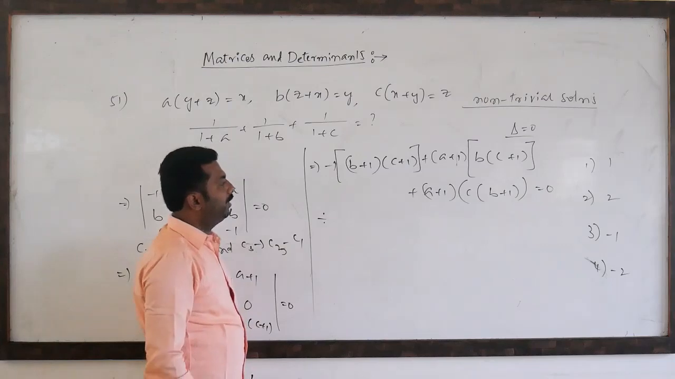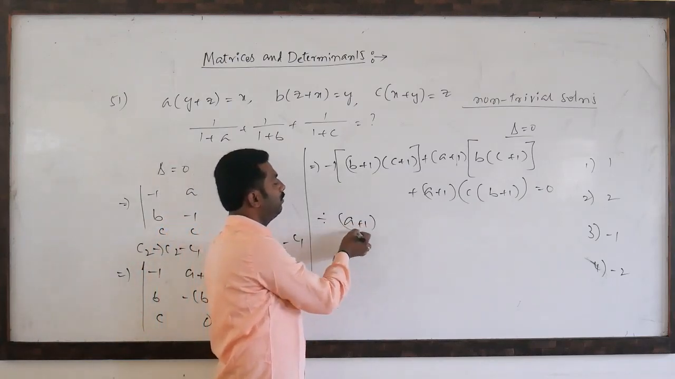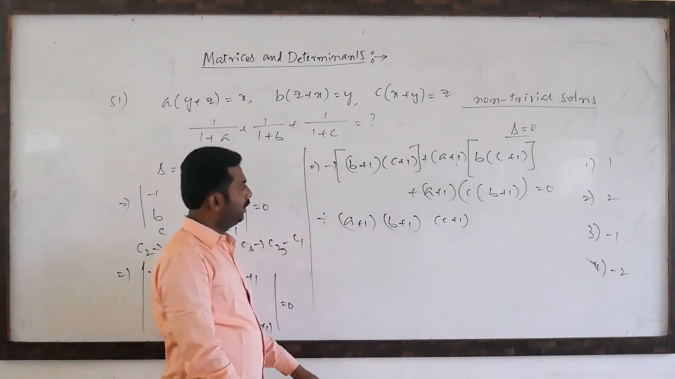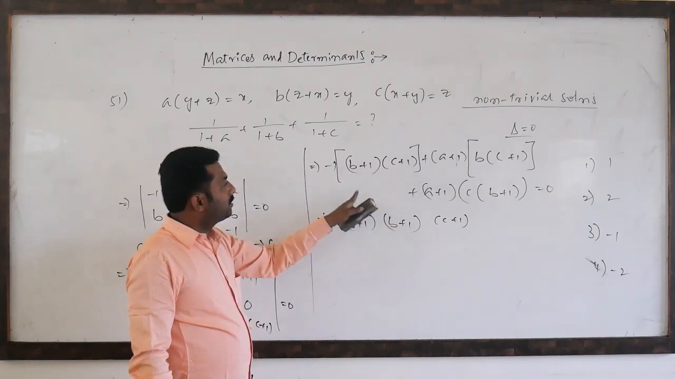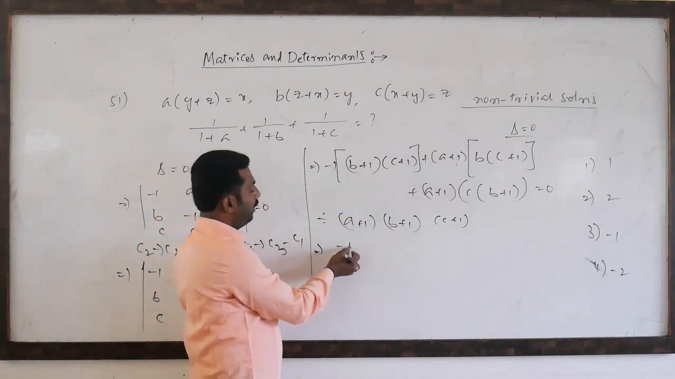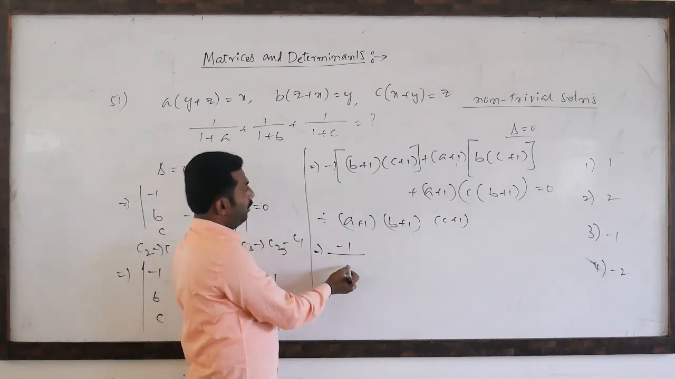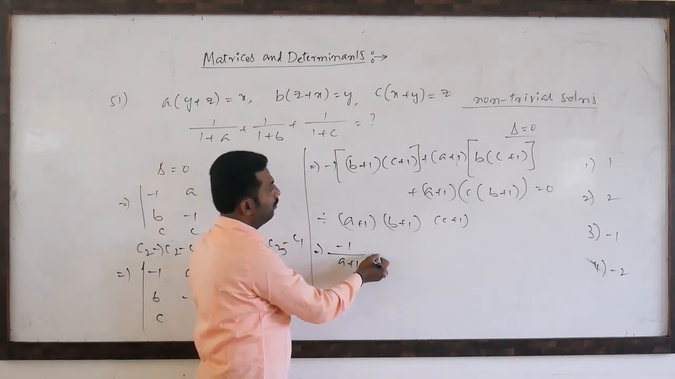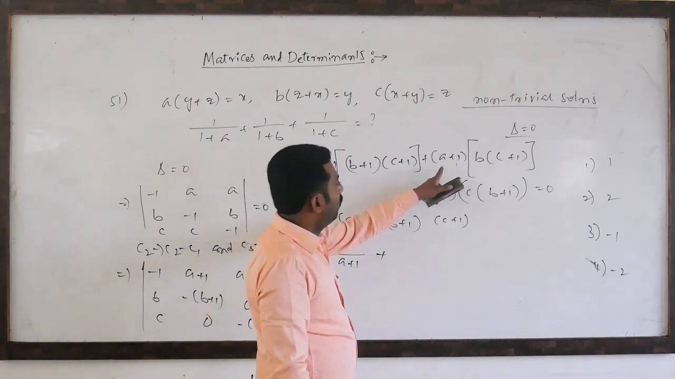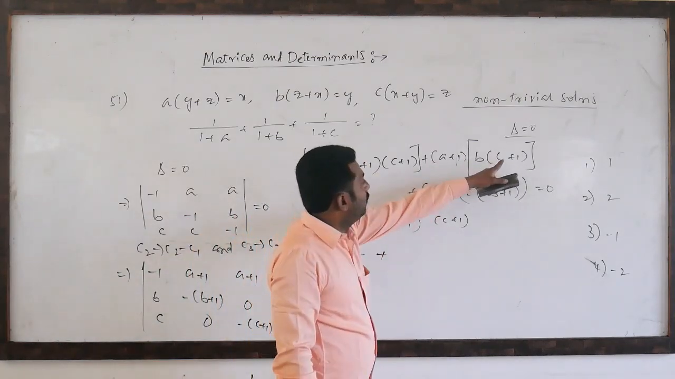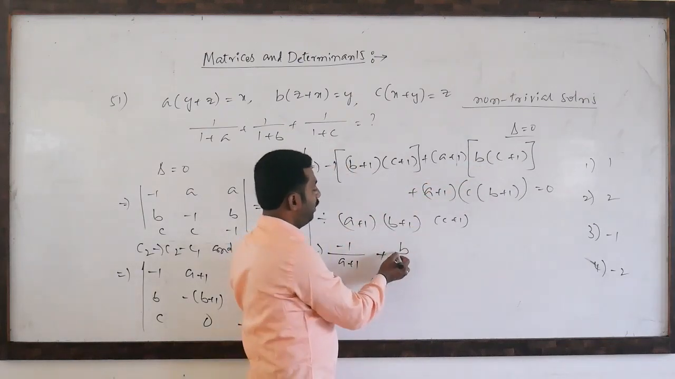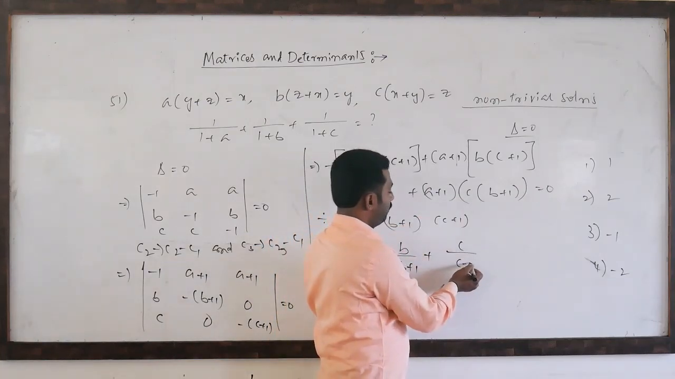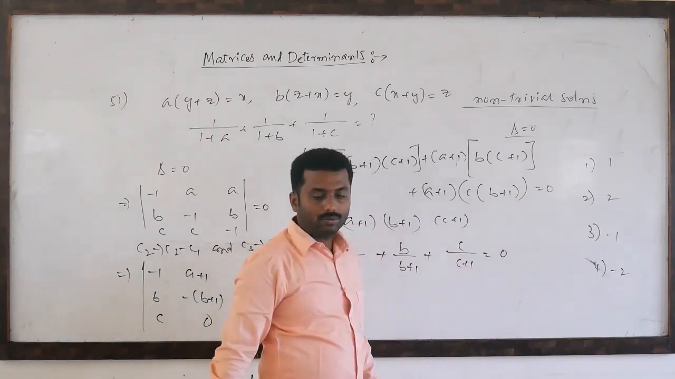This total divided by (a plus 1) into (b plus 1) into (c plus 1). What happened? We'll see. (b plus 1), (c plus 1) cancel. So finally what we left here? Minus 1 divided by (a plus 1), plus, here what we get? (a plus 1), (c plus 1) cancel. b divided by (b plus 1). Here c divided by (c plus 1) equal to 0.